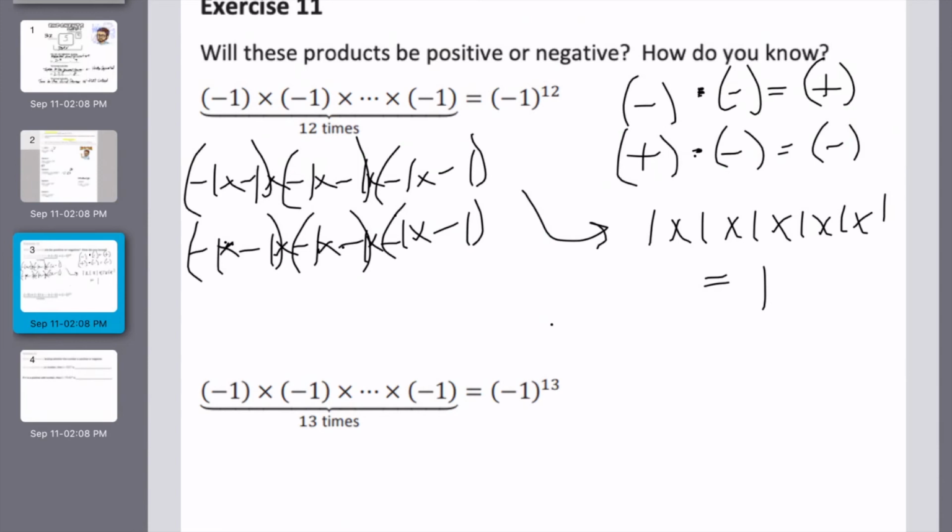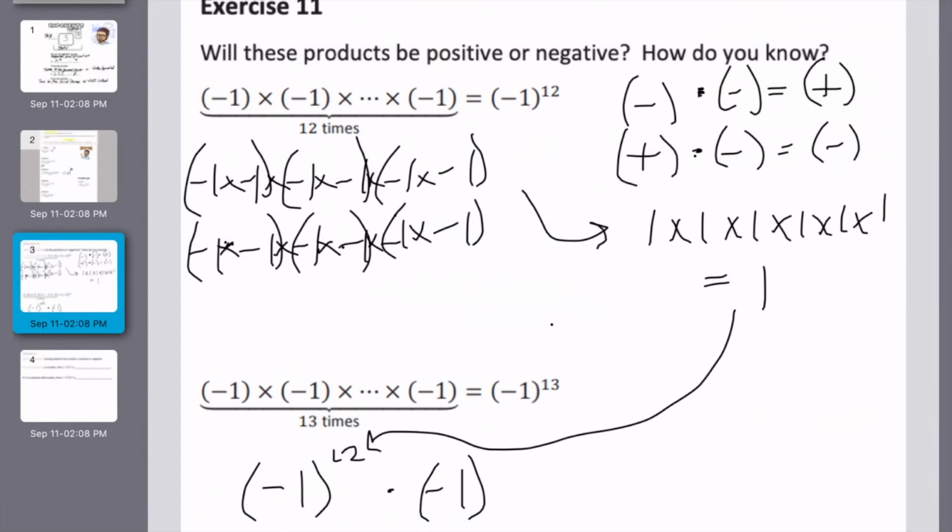So I know for -1 to the 13th power, that's -1 to the 12th power times -1 one more time. But we already know -1 to the 12th power is positive 1. So this is really like 1 times -1, which is going to equal -1.